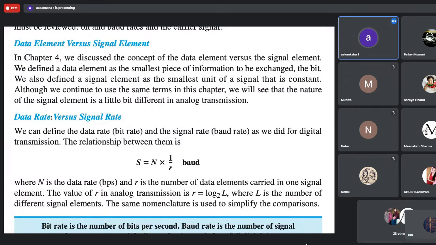But in case of digital to analog conversion, we'll have L number of different signal elements. Now these signal levels will be different types of signals, different types of sine waves, because now my signal element is not digital, it is analog. In digital to digital conversion, the signal which was carrying the information was DC voltage, that was digital.